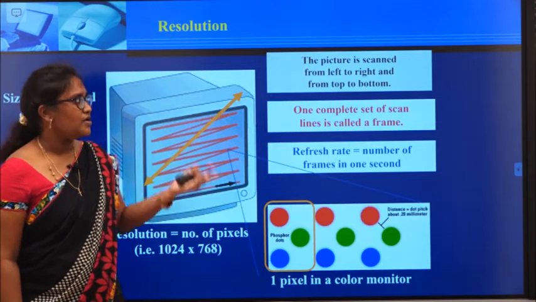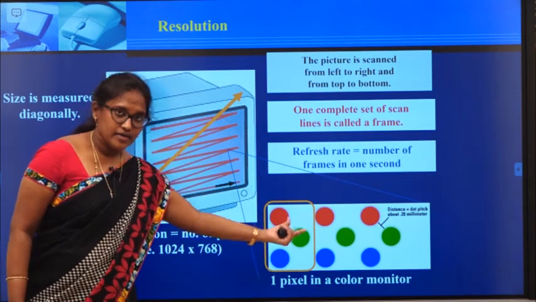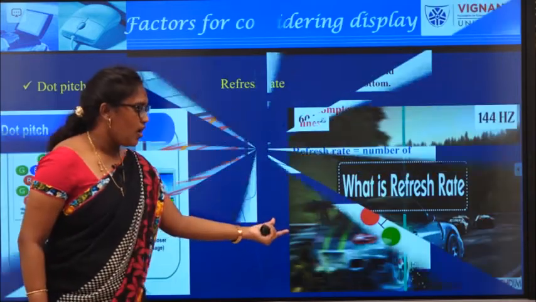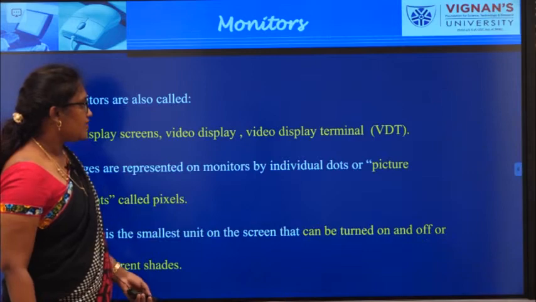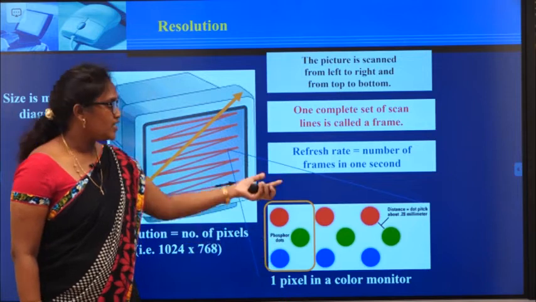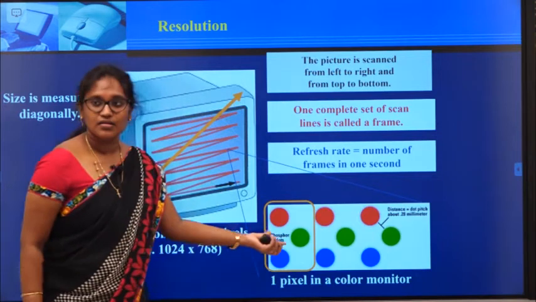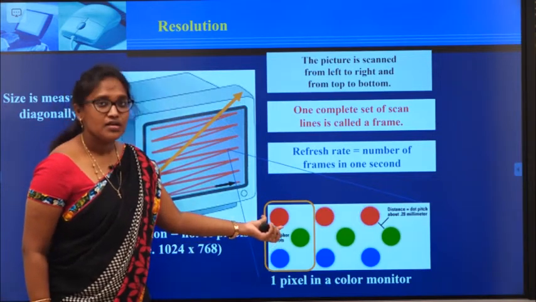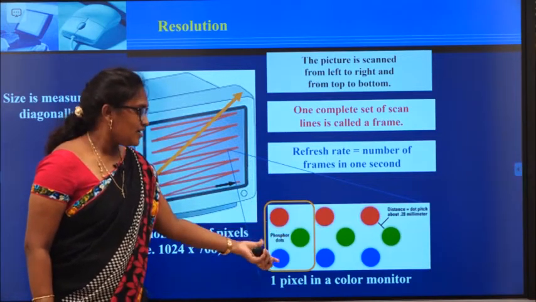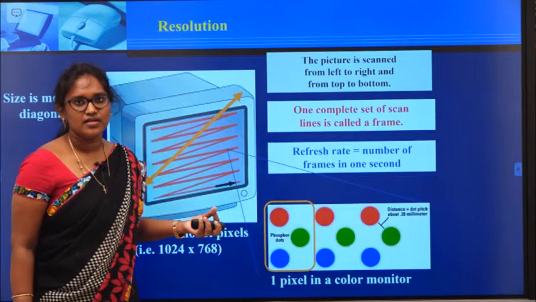So, the three things in brief. First one is dot pitch. Whenever you are talking about dot pitch, it measures the distance. Refresh rate means refreshing all these dots. Next one is resolution. Resolution is the lesser the distance between these two dots.